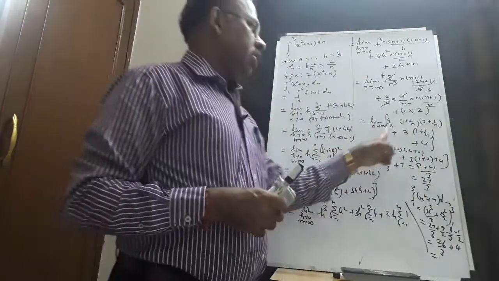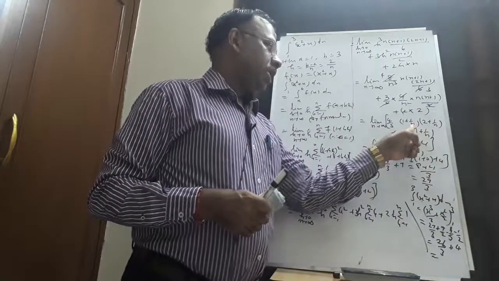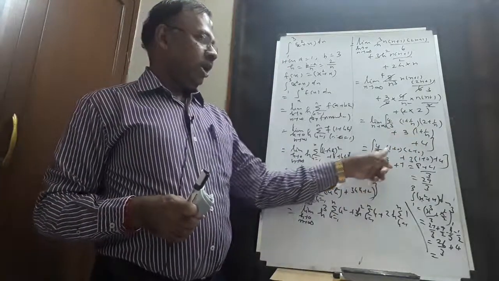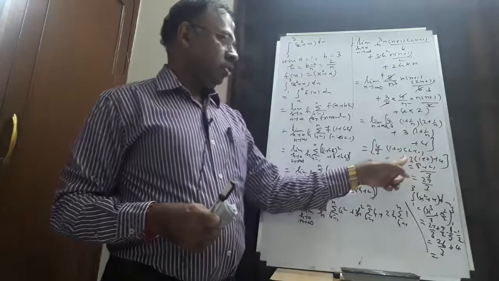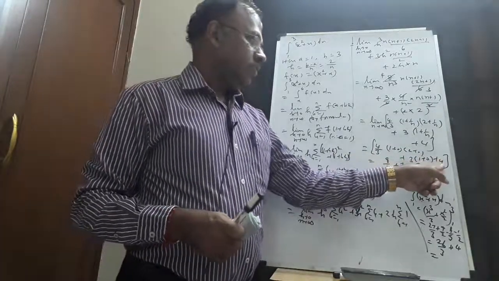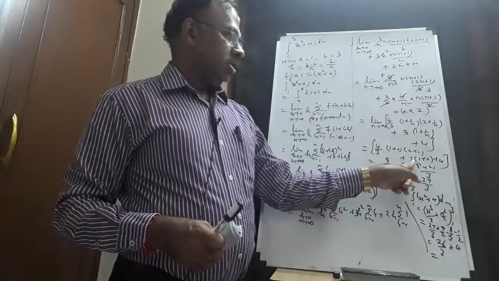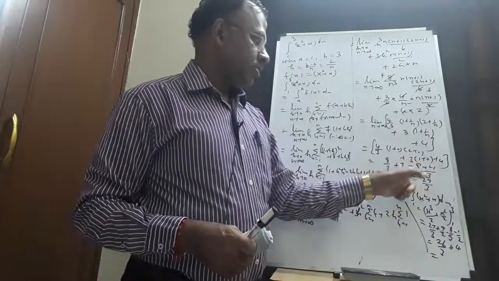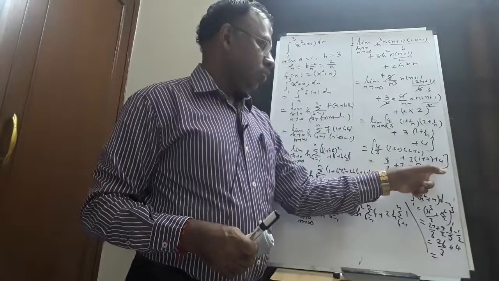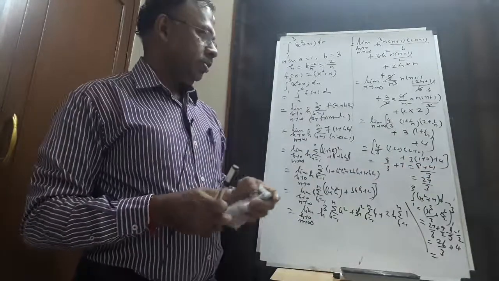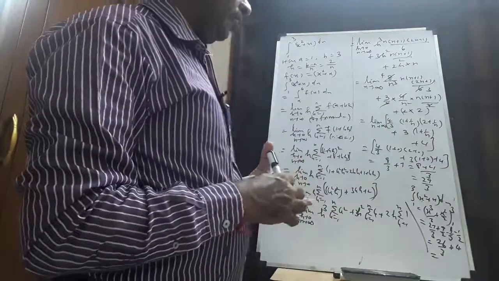It's correct only. When n tends to infinity, 1 by n tends to 0. Therefore, 4 by 3 into 1 plus 0 into 2 plus 0, plus 3 into 1 plus 0 plus 4. Therefore, 4 2s are 8, 8 by 3. This 3 plus 4 happens to be 7. 7 3s are 21. 29 by 3 is the correct answer.